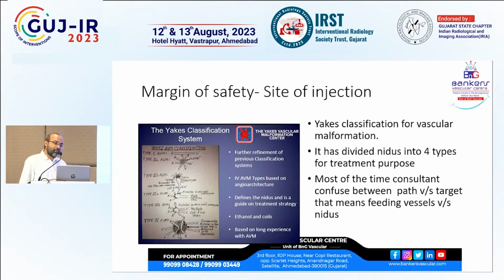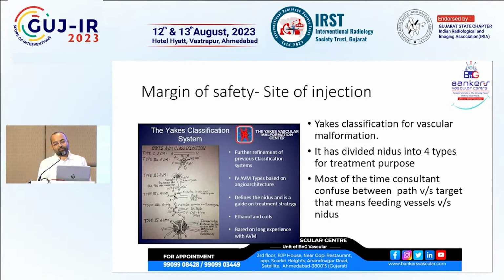So again, the margin of safety principle, the site of injection is very, very important. Now, for the site of injection, it's very important to understand this Dr. Gwbul classification. He has described this vascular malformation classification according to nidus. So he has described four kinds of nidus. So we have to identify the pattern of nidus and then inject this ethanol within the nidus cell. That is a very, very important thing for successful treatment.